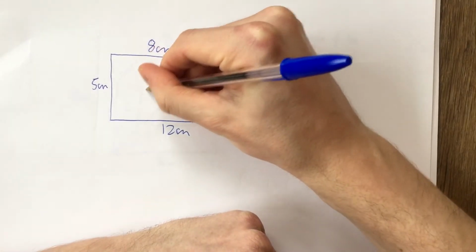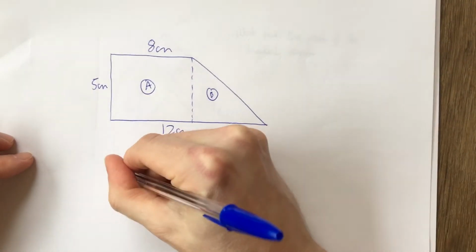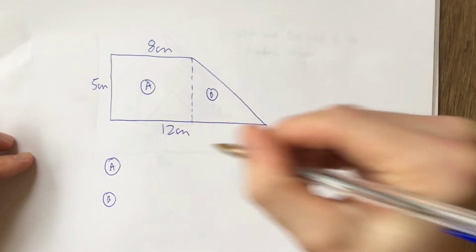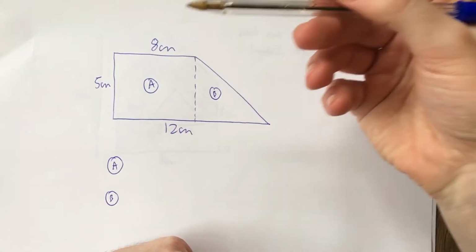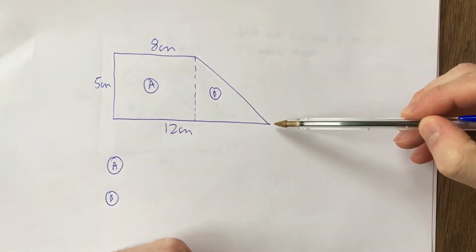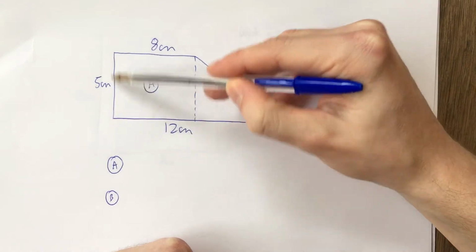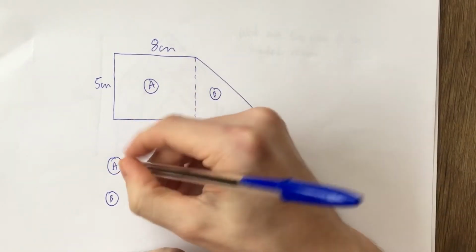Okay, so I split that up like that. I label that A, I label that B. Okay, A, B. Right, looking at what the shape is, it's very important here. A, that is a rectangle. It's not going to be 5 times 12. 12 is the whole length, so therefore it can't be that. It's going to be 5 times 8 because it stops there for my rectangle. So 5 times 8.